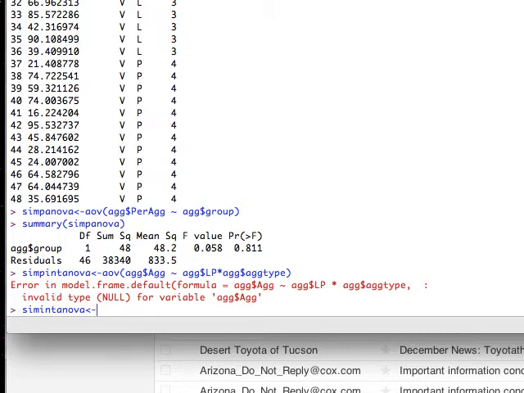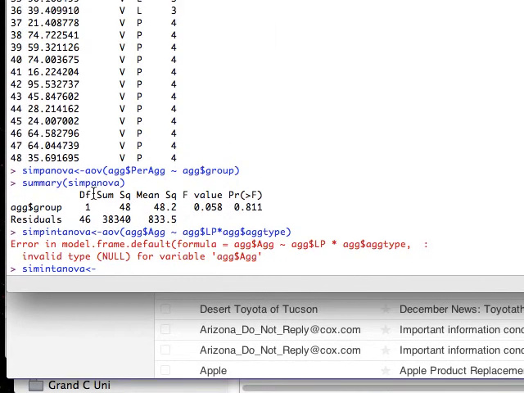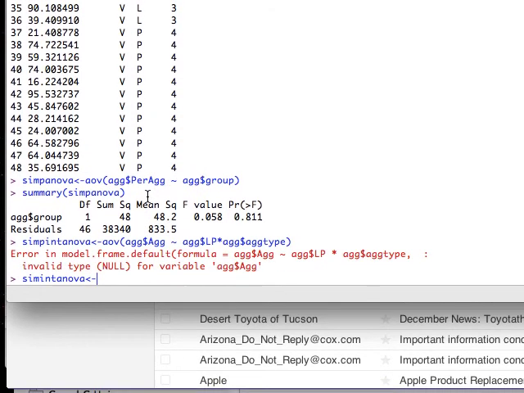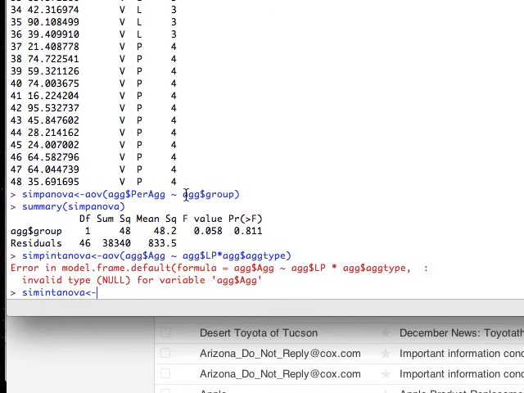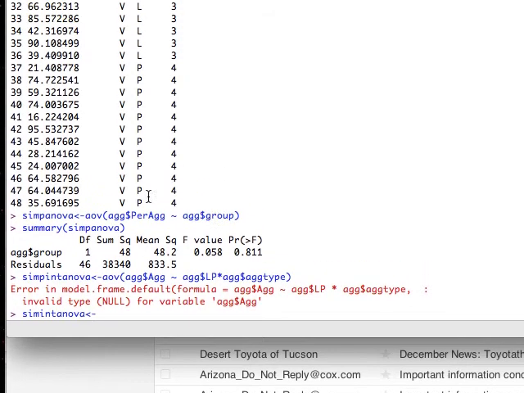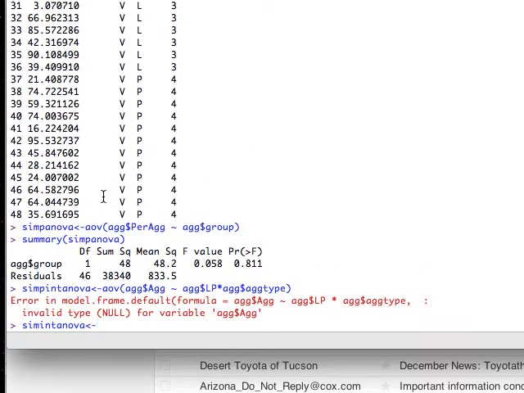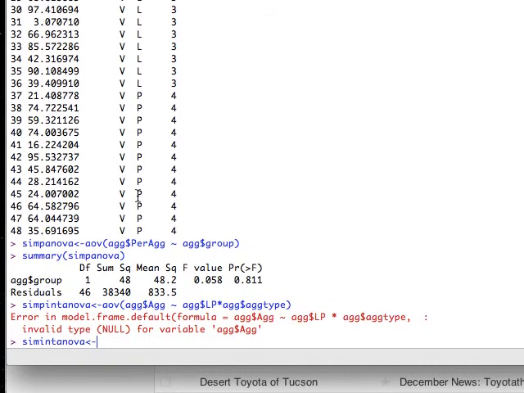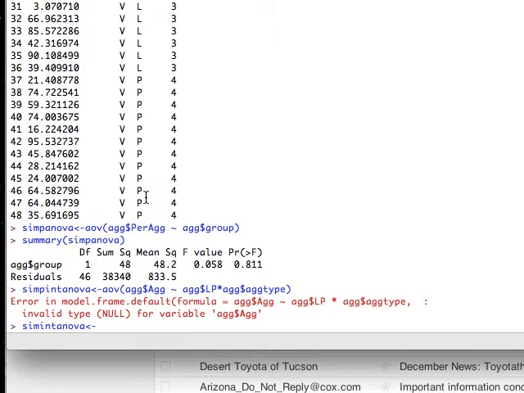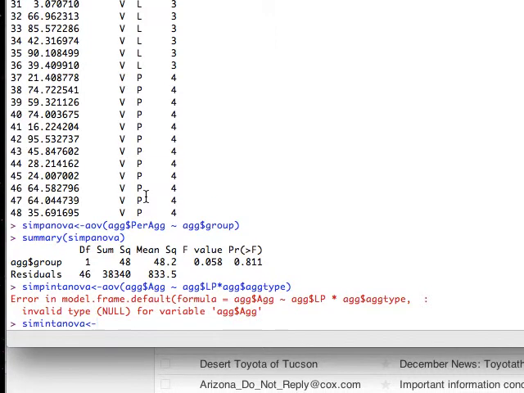So to do a 2x2 ANOVA, we do an ANOVA just like we did before, but instead of looking at groups, we're going to look at the verbal versus total aggression group and the Peter versus Lois group.